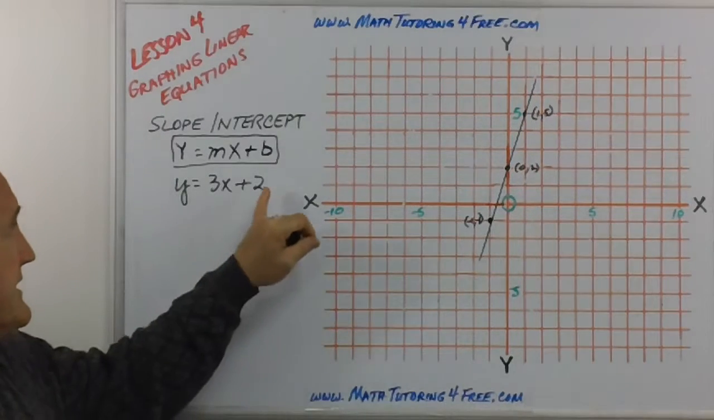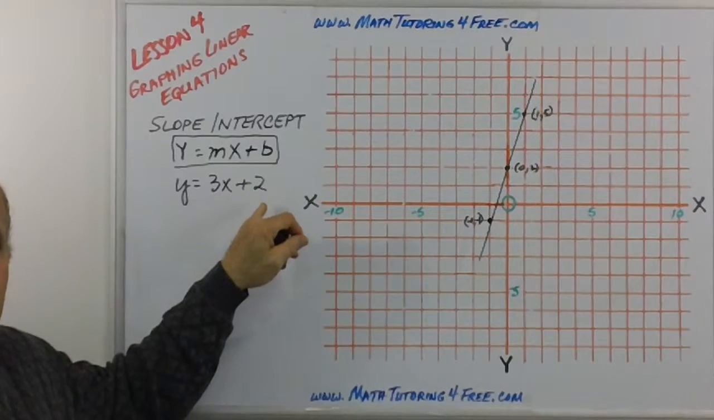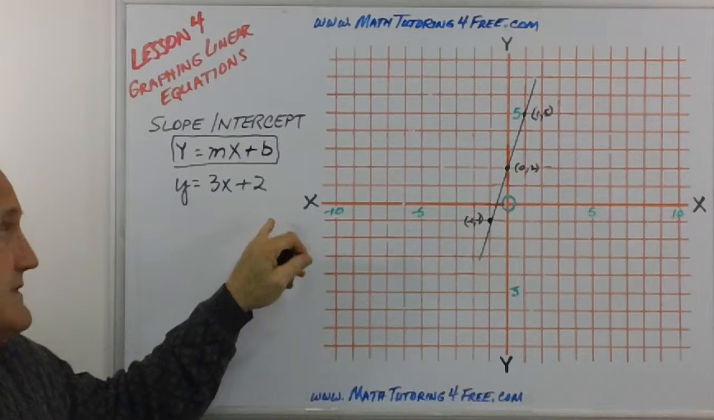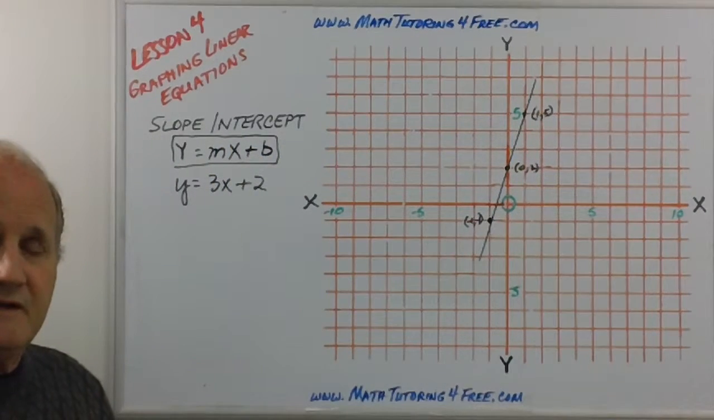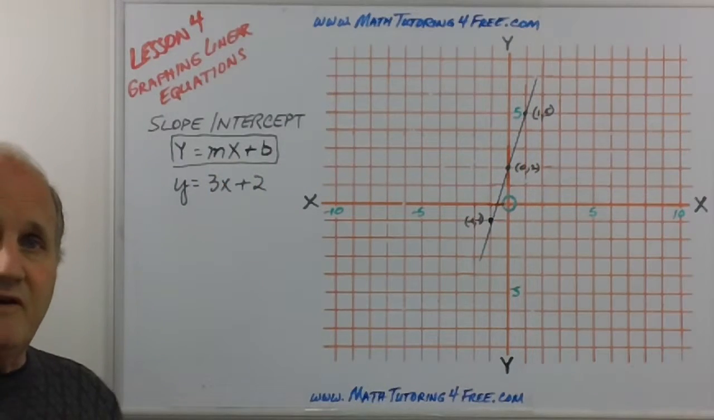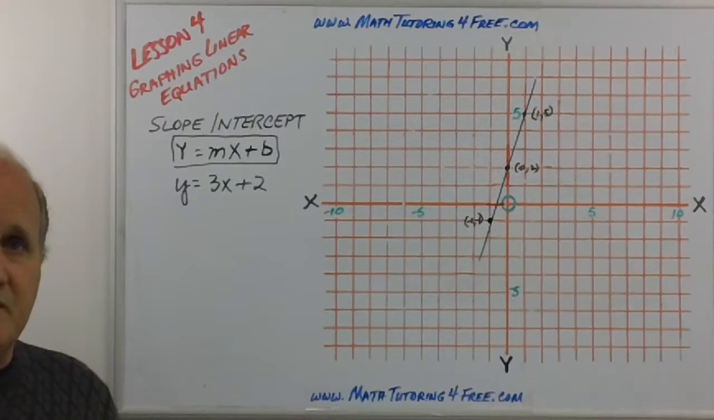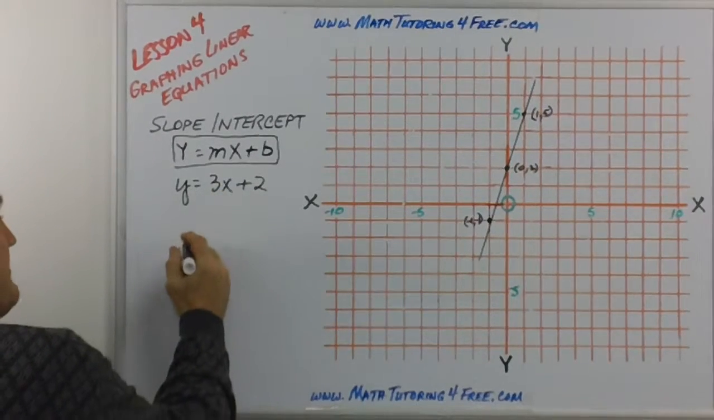I think I mentioned the last time that b is, when x is 0, what shows you where it crosses the y-axis. So that's the intercept portion of the equation. And the m, or the coefficient for x, tells us what the slope is. And in this case, we're saying our slope is 3.